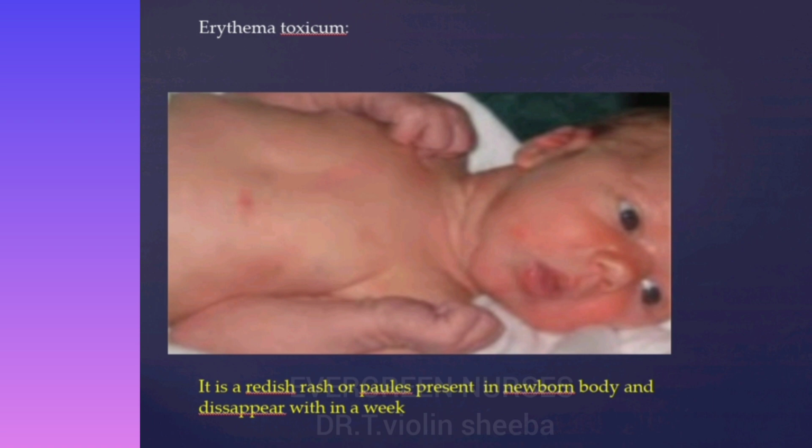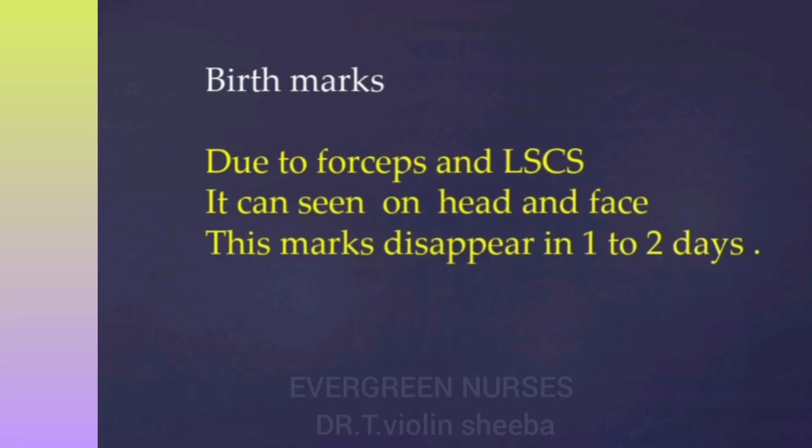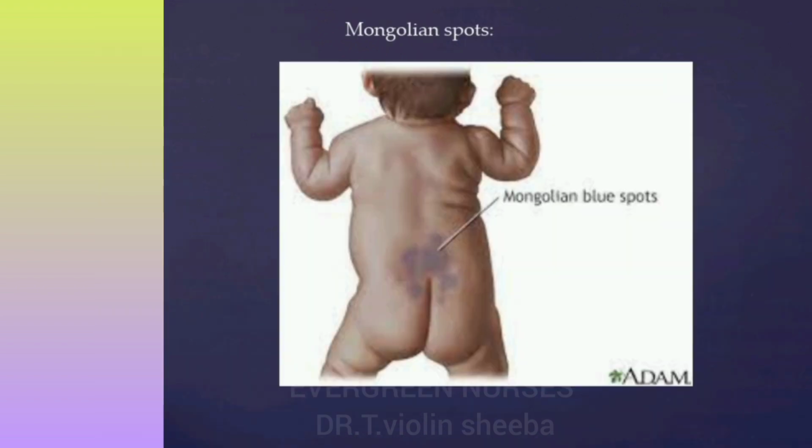Then we have to assess for birthmarks or injury. It is common and occurs mainly in instrument-assisted deliveries like forceps and LSCS. So it can be seen on the head and face. Assess for any Mongolian spot. It is a bluish discoloration that is commonly seen on the back of the baby. You can see the Mongolian spot in this picture also.